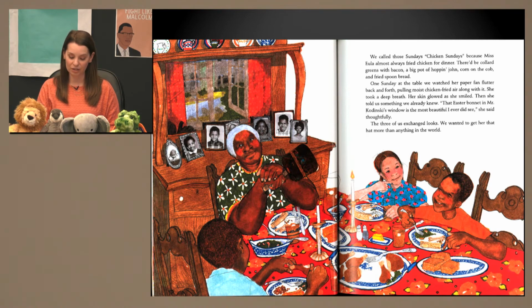Her skin glowed as she smiled. Then she told us something we already knew. That Easter bonnet in Mr. Kadinsky's window is the most beautiful I ever did see, she said thoughtfully. The three of us exchanged looks. We wanted to get her that hat more than anything in the world.